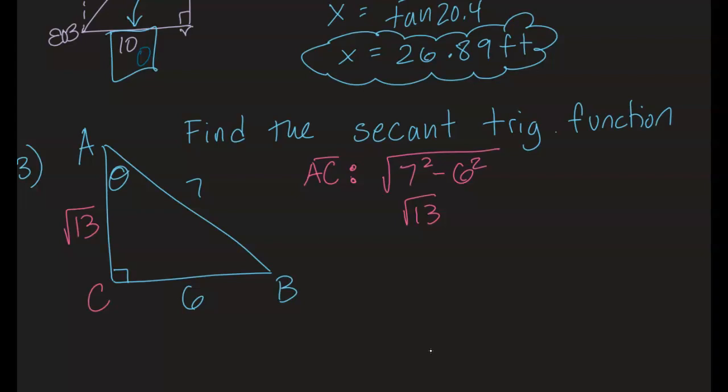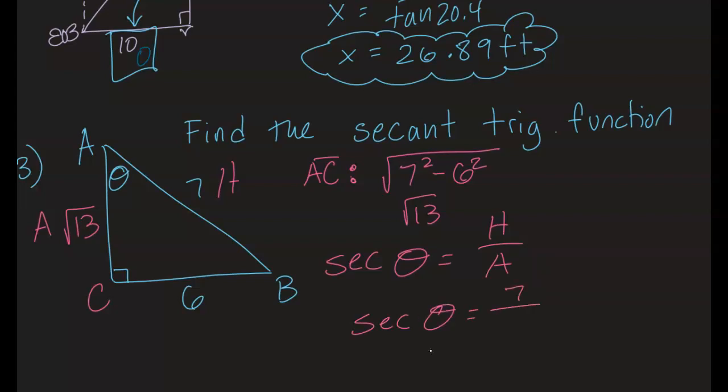So then we know that for secant, we need to have the adjacent and the hypotenuse. So secant of theta is the opposite of cosine, which is A over H. So the opposite of A over H is H over A. So that means we have 7 over the square root of 13.